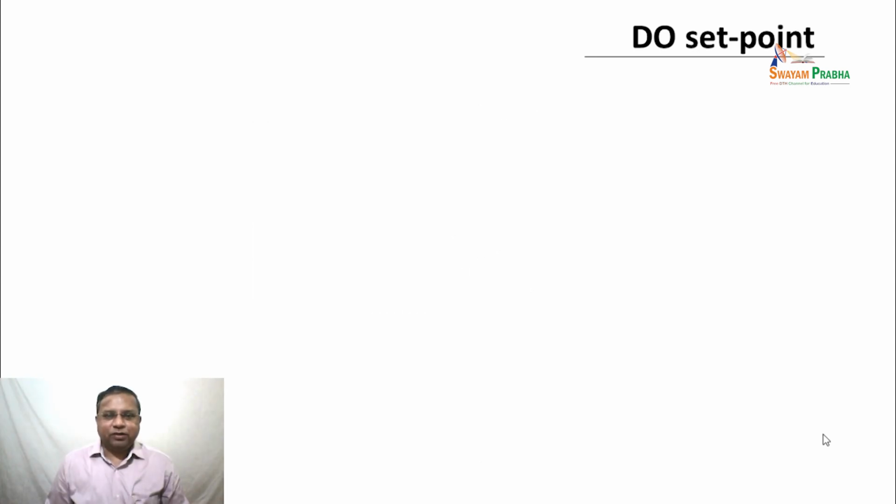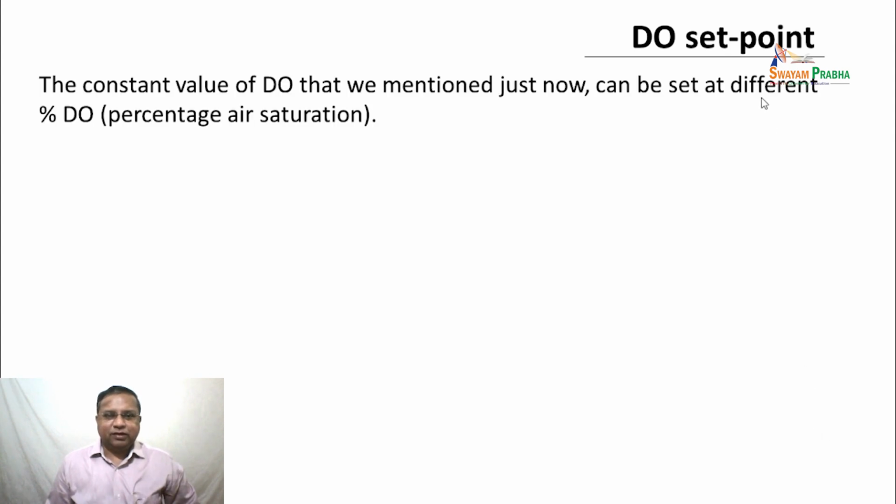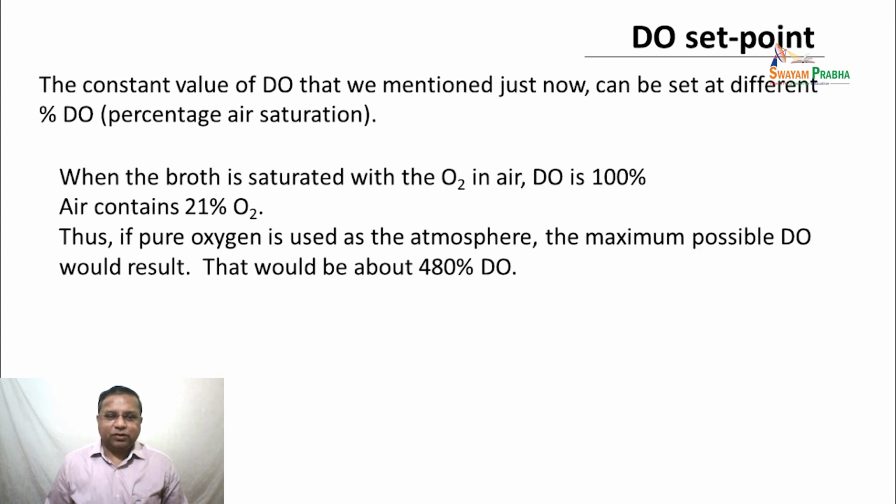The DO set point is measured and it needs to be controlled. Let us see what the DO set point is. The constant value of DO that was mentioned just now can be set at different percentage air saturation, percentage DO. This is what we talked about in detail just a while ago. Let us redo this just to get the point across. When the broth is saturated with oxygen and air, DO is 100%, and air contains 21% oxygen. Thus, if pure oxygen is used as the atmosphere, the maximum possible DO would result.